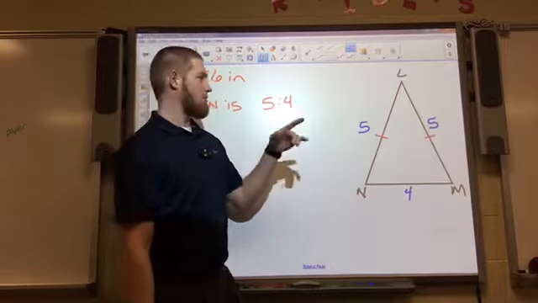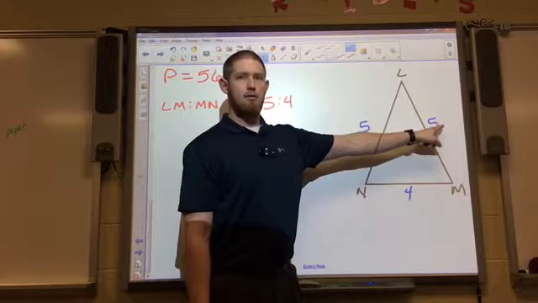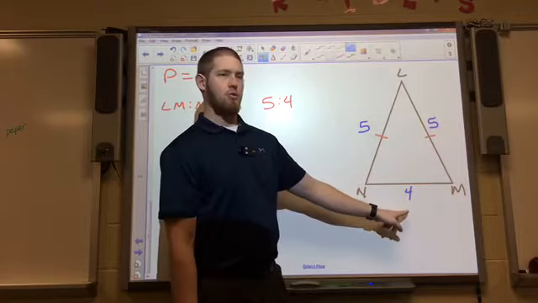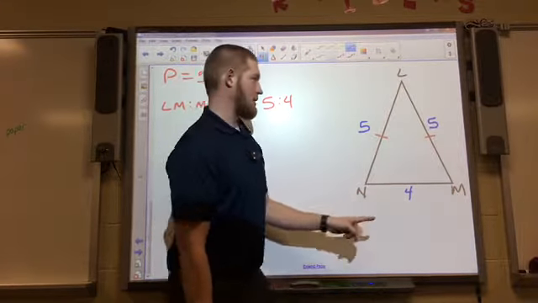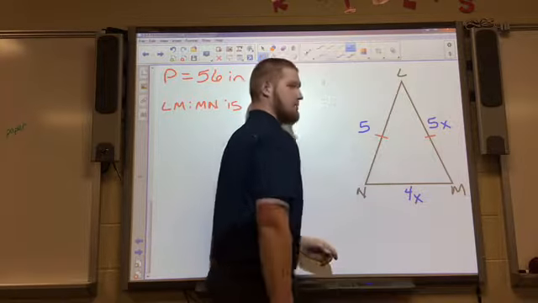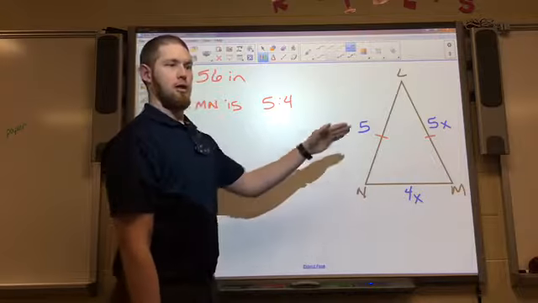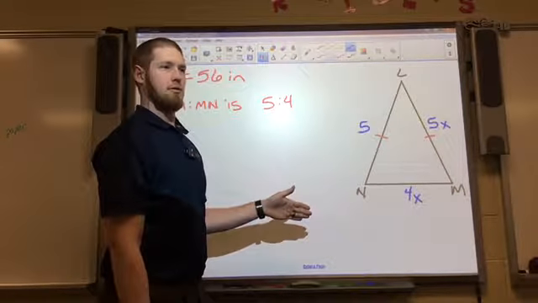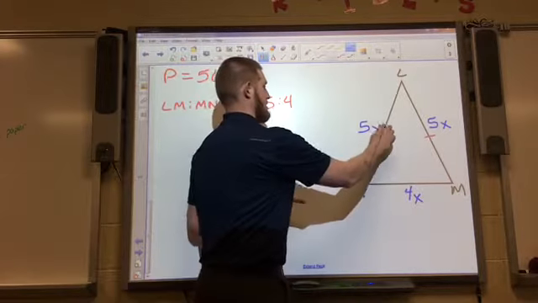Okay. So whatever I multiply one of these by, I have to multiply the other one by the same thing, correct? Okay. So would it be okay if I just put x's here? That's signifying that I'm multiplying them both by the same thing, correct? And obviously I have to do it to the third side as well.